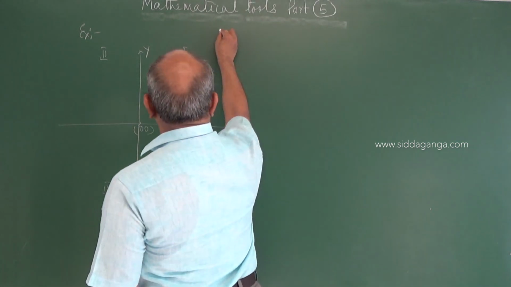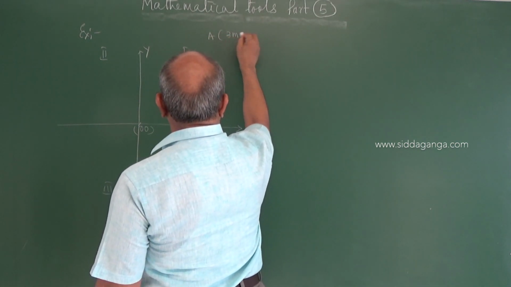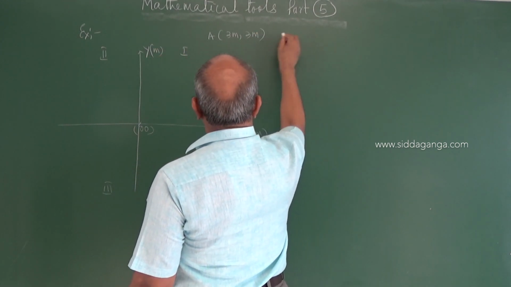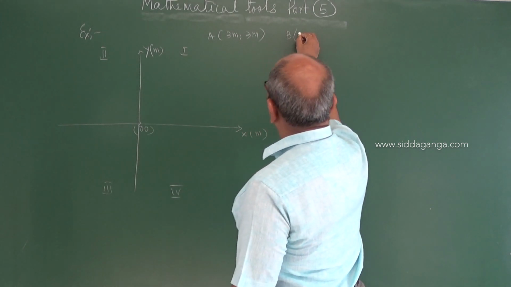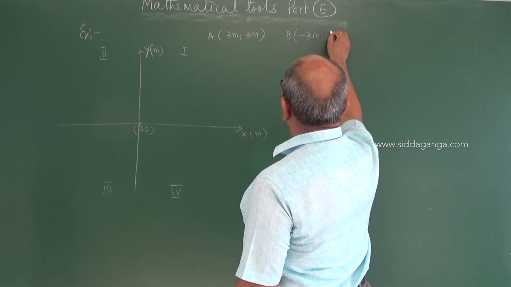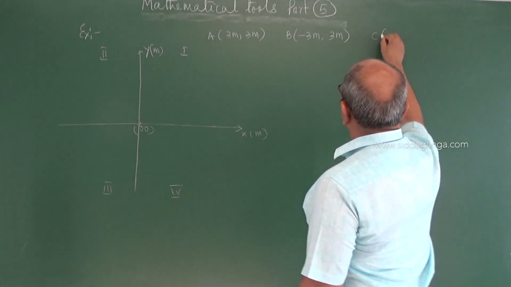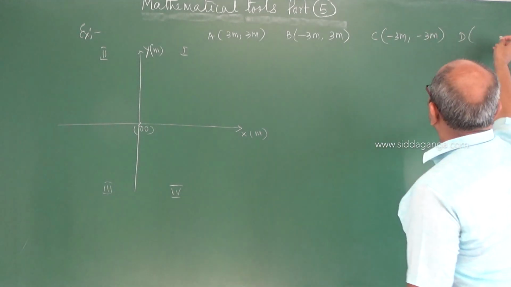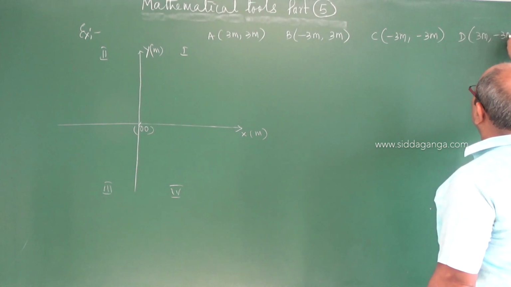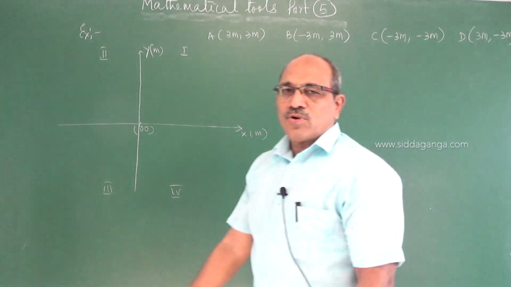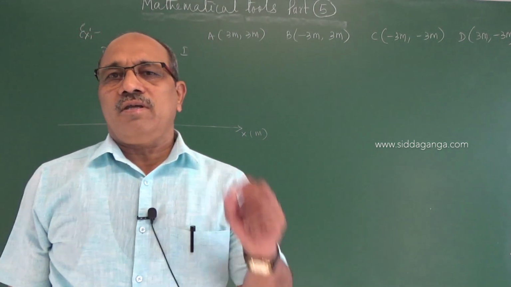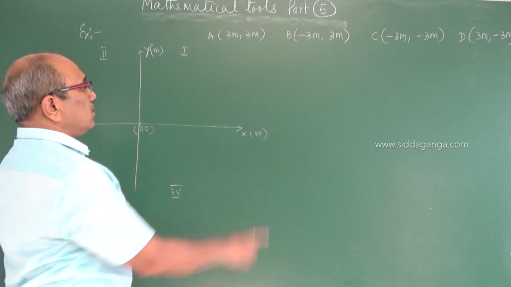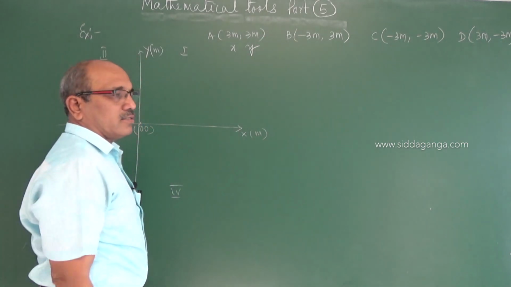You have to locate the points A as 3 meter, 3 meter, where x is in meter and y is in meter, B as minus 3 meter and 3 meter, C as minus 3 meter and minus 3 meter, and D as 3 meter and minus 3 meter. These 4 coordinates are given, we have to represent them on the graph. You come to know it is an x coordinate and a y coordinate.